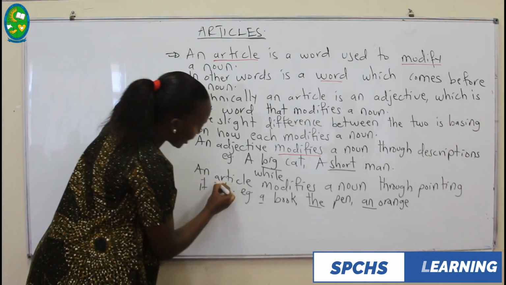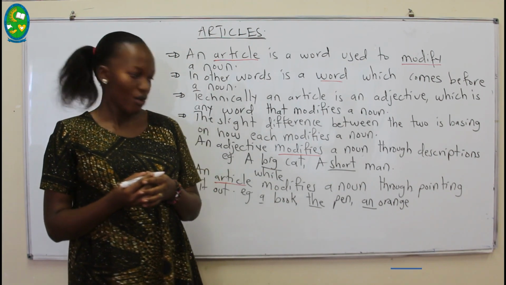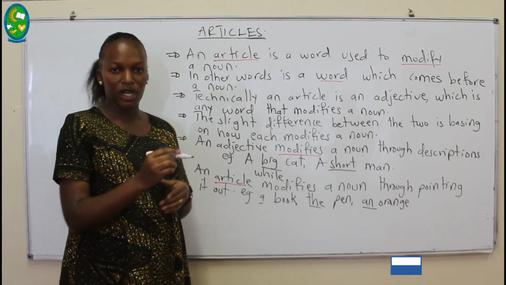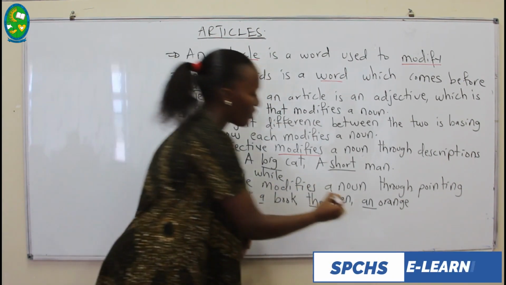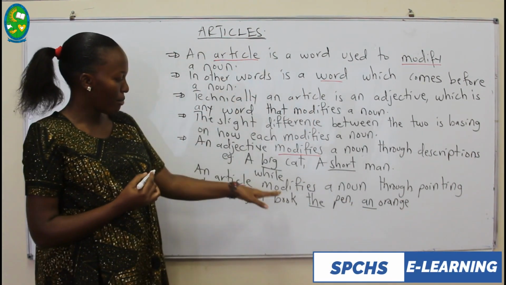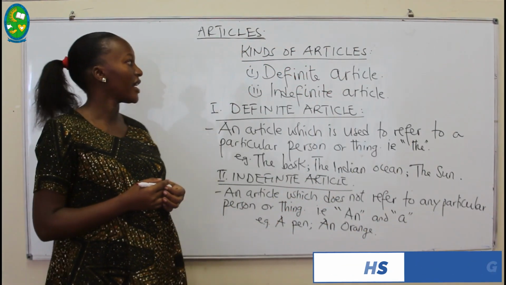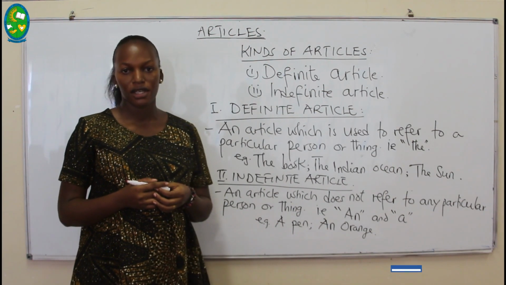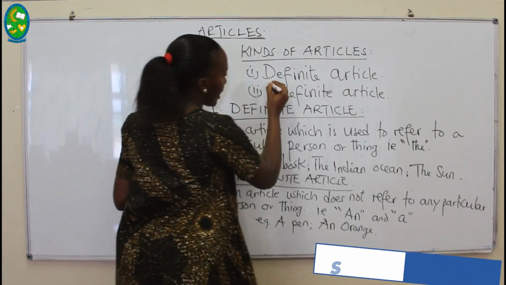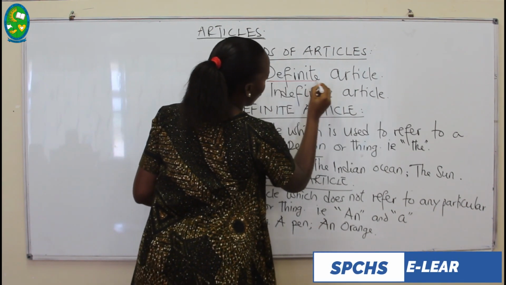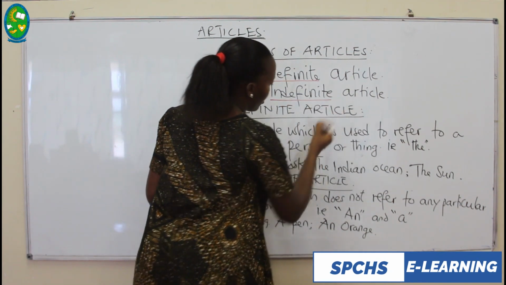But when we talk about an article, it modifies a noun through pointing it out. How? For instance, when I say a book, or a pen, or an orange, I've pointed out the book, the pen, and an orange. So now let's look at the kinds of articles. We have two kinds of articles, of which the first one is the definite article, and the second one is the indefinite article.